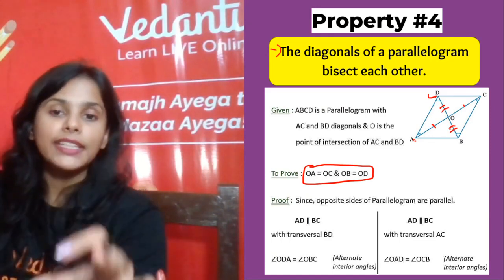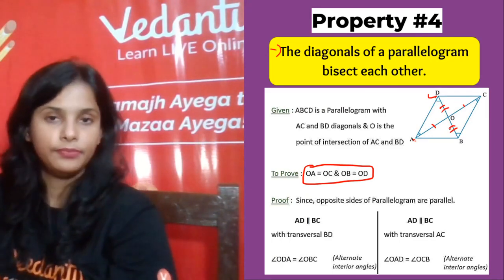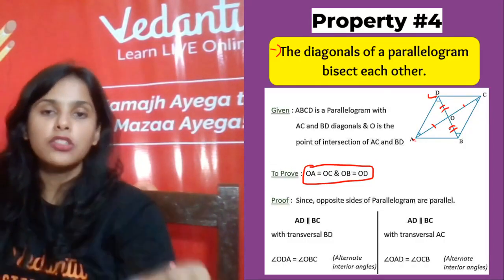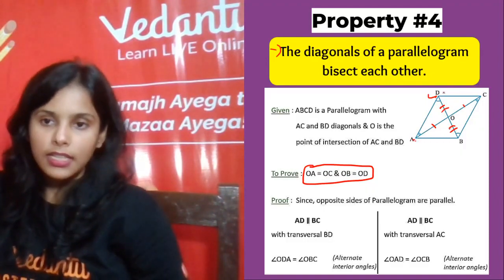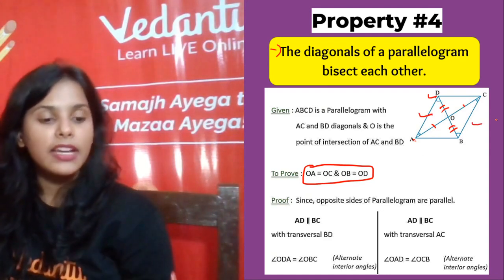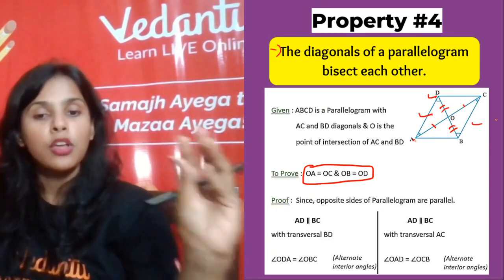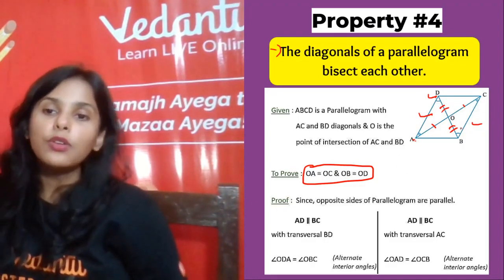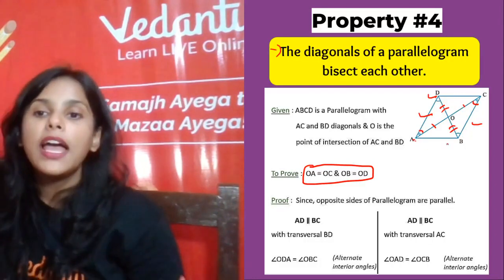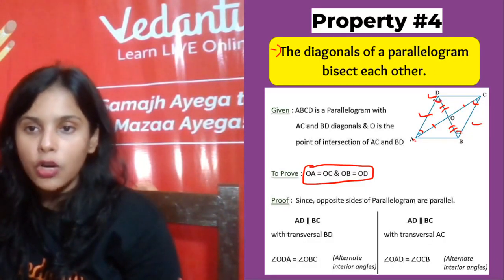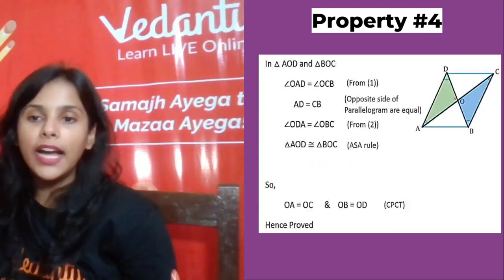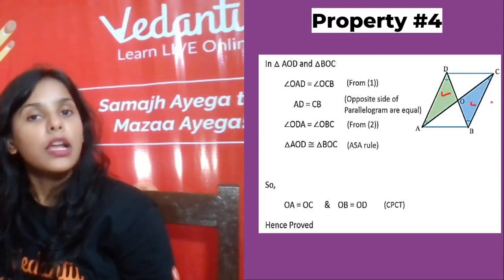We know already that AD is parallel to BC. If it is parallel, therefore BD is the transversal and AC is also a transversal. These two are parallel, therefore this and this are transversals. You must have studied the lines and angles chapter in class 7; I have taken it from there. So we know that this angle is equal to this angle because of alternate interior angles, and this angle is equal to this angle, again alternate interior angles. So we are going to prove that these two triangles are congruent to each other.